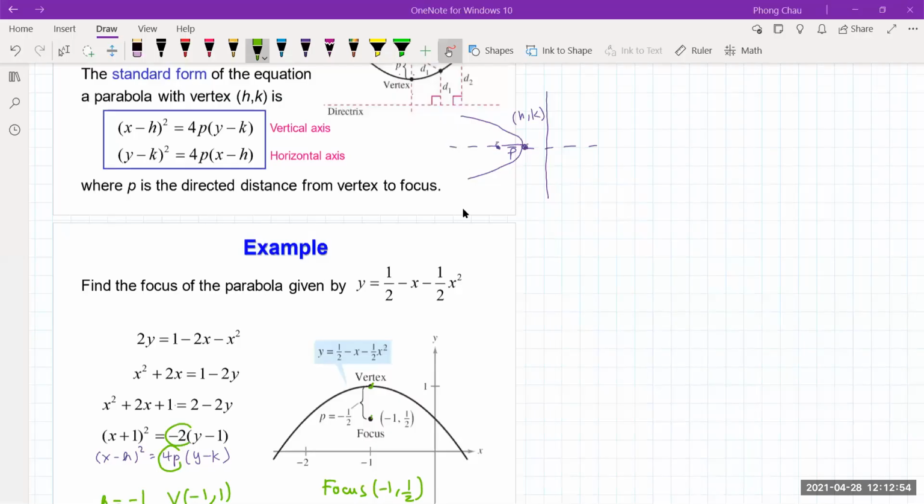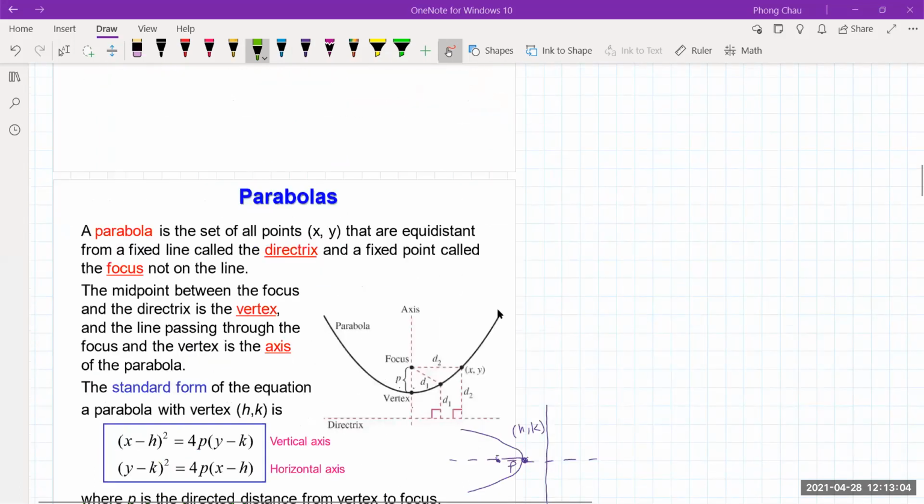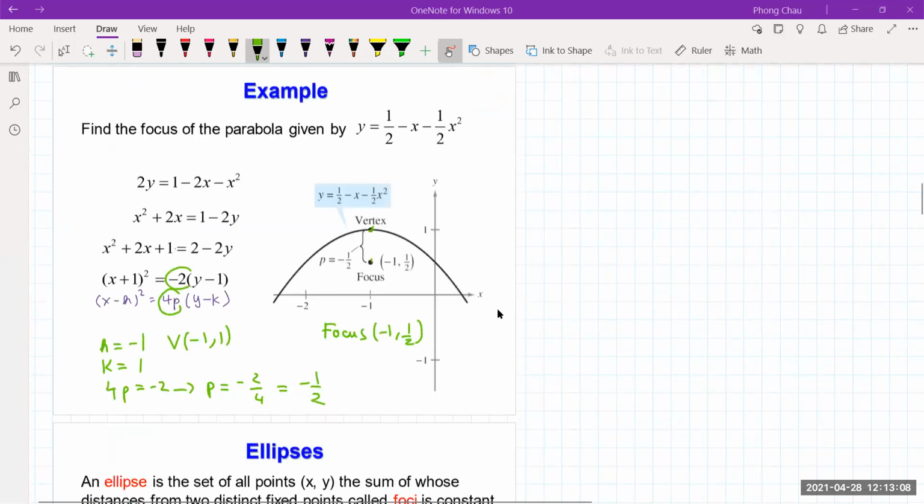This is the 10.1 Conics in part 2. Now, we've done the parabola and then the circle. Let's move on to the third type of conics called the ellipse.